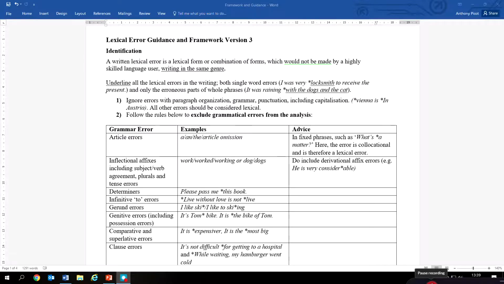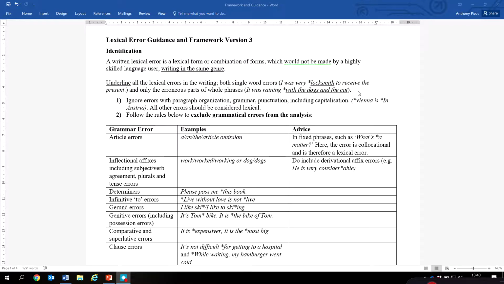First, one must underline all of the lexical errors, which includes either single words or only the erroneous parts of whole phrases. So, for example, in the attempt at the idiom, it was raining with the dogs and the cat, with the dogs and the cat would be the lexical error there. It would be a bit messy to unpick that one into individual errors. So this is an example of a phrase error.